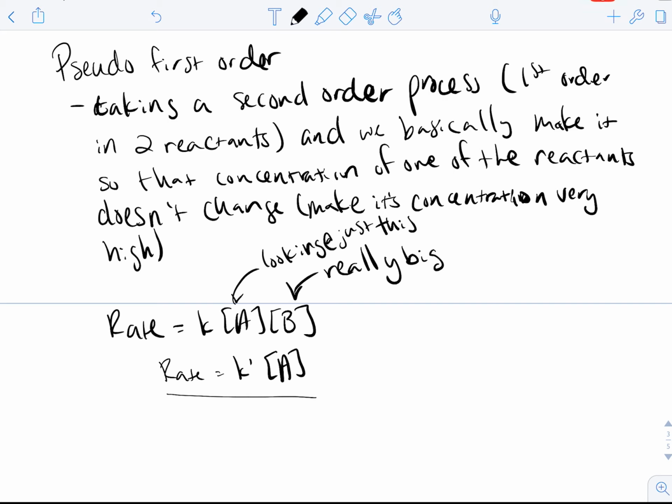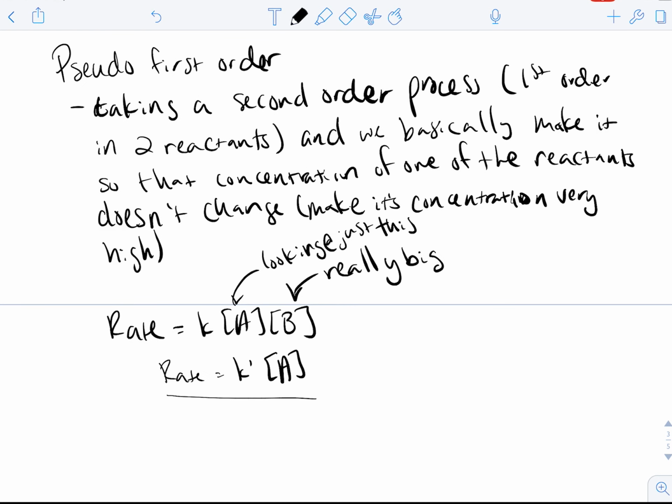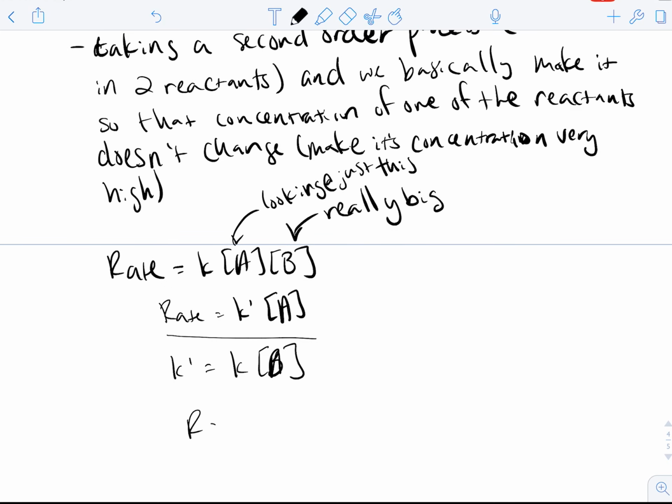And then once we determine what our K effective is, we can then put that into our effective rate constant is equal to our actual K times our B concentration. And then that will go back in to get our rate is equal to k A B. We will not be doing this in class. We'll only really be looking at this in lab, but I wanted to show you what that looks like.